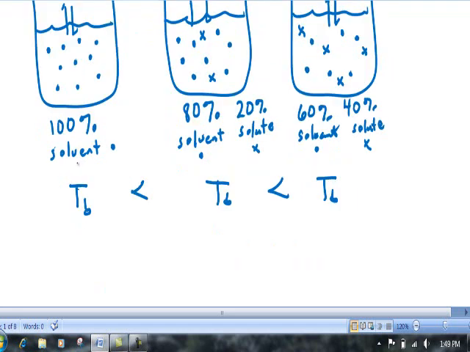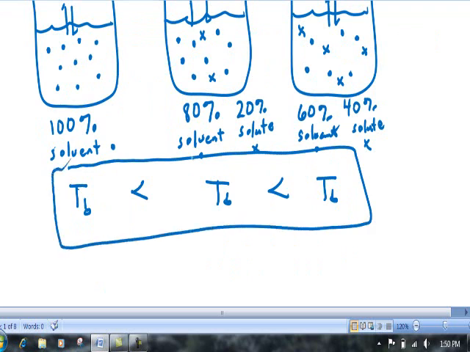So of these three, the pure solvent would have the lowest boiling point, and then the boiling temperature of the 80% solvent solution would be higher than pure solvent, and then the one that's 60% solvent would be even higher. Because once again, as the fraction of solvent becomes less, the vapor pressure becomes less. So to reach the outside pressure, the gap is larger, so we have to add more energy to cross that gap and bring the vapor pressure equal to the outside pressure. A larger gap requiring more energy means the temperature of the solution at which it boils will be higher than the temperature at which pure solvent boils.